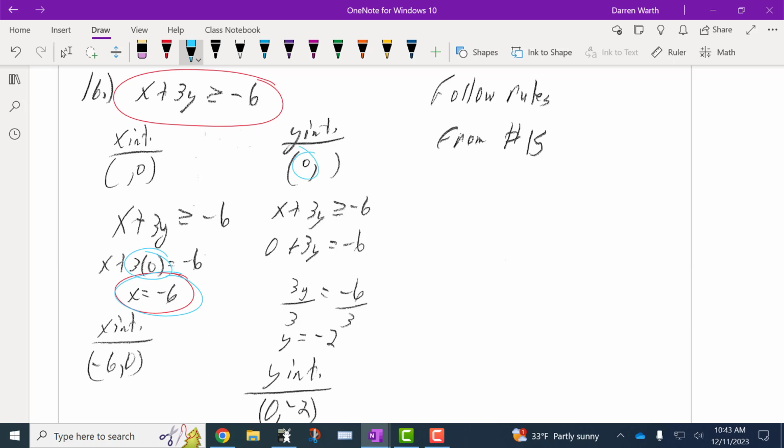Same thing for my y-intercept. Got x equal to 0, so I'm going to substitute in 0 right here. If you want, you can scribble it out, because it just goes away. And then you got 3y equals negative 6. Divide both sides by 3, and you get y equals negative 2. Now you got your x-intercept, negative 6 and 0. Your y-intercept is 0, negative 2.